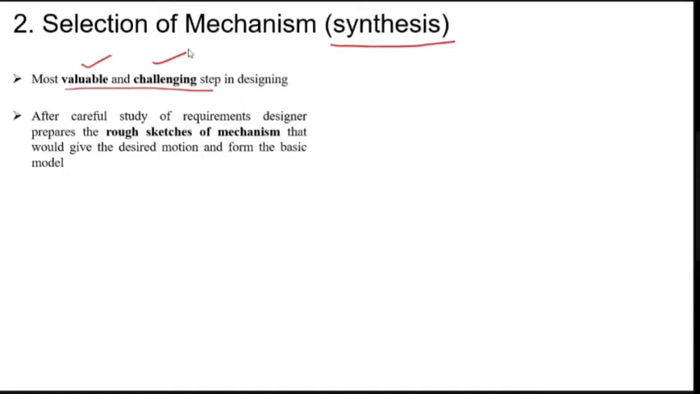Okay. So basically, a designer or an engineer will prepare some rough sketches of the mechanism. He will not directly manufacture the mechanism. He will first prepare the rough sketches. Okay, these rough sketches will give the desired motion and form the basic model, right? And then he will go for the next step.